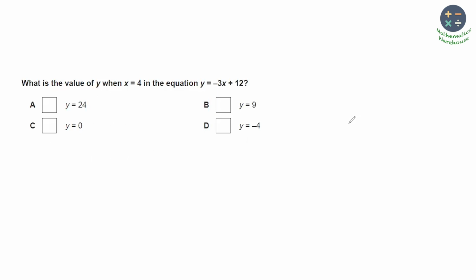Next question, what is the value of y when x equals 4 in the equation y equals negative 3x plus 12? Here we have to substitute the given value of x equals 4 in the equation. So y equals negative 3 times 4 plus 12. Negative 3 times 4 equals negative 12. So negative 12 plus 12 equals 0. So the answer here is y equals 0.